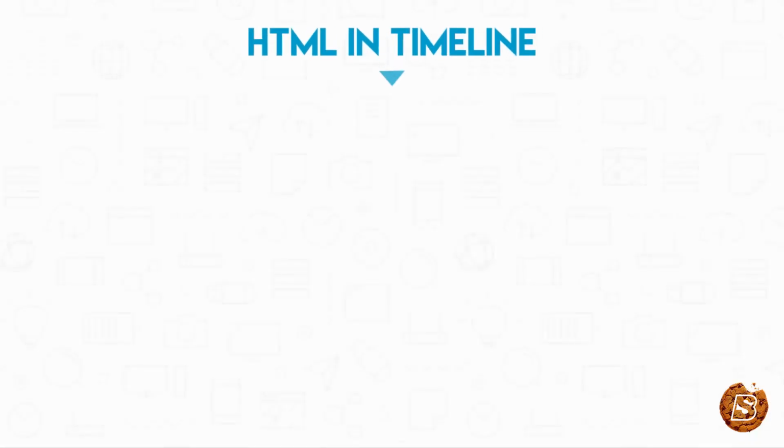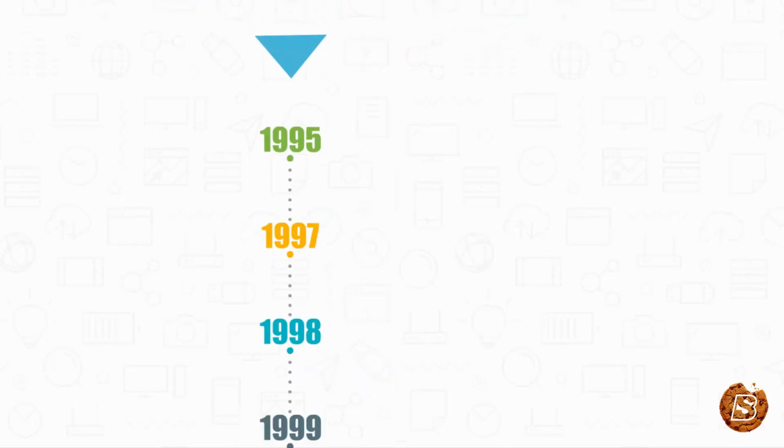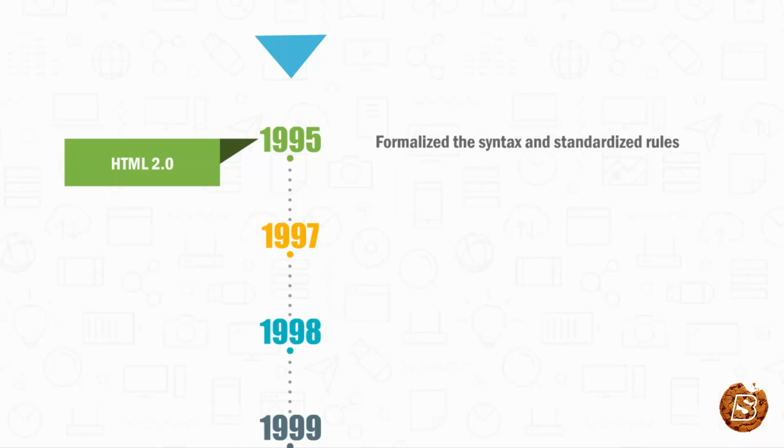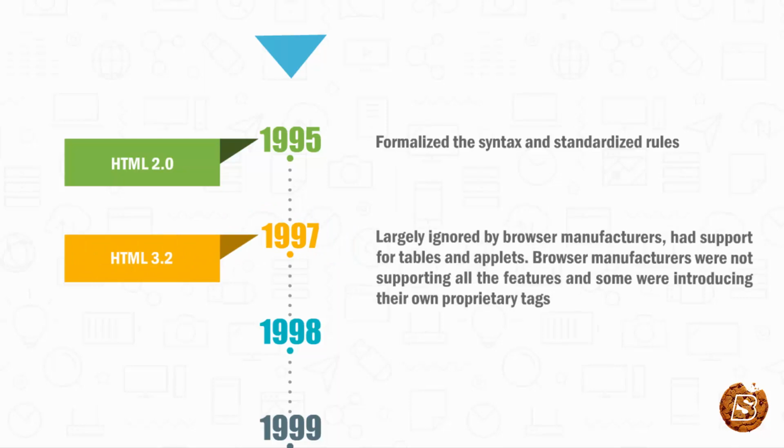Before moving ahead, let's take a step back and see HTML history. So initially in 1995, we had this HTML 2.0 standard, which basically formalized the syntax and standardized the rules that were there. In 1997, HTML 3.2 was launched, and this version was largely ignored by browser manufacturers.